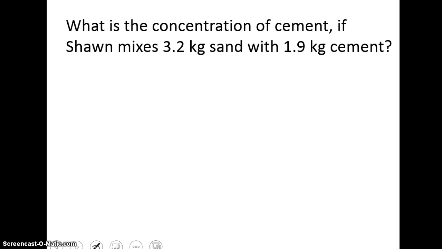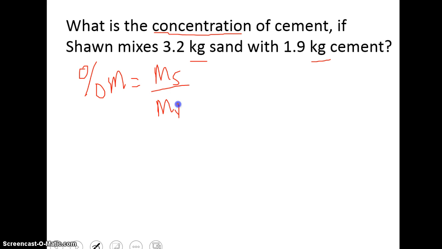So we're going to do two example problems. The first example problem is what is the concentration of cement if Sean mixes 3.2 kilograms sand with 1.9 kilograms cement? Now remember, you always have to show the equation. So if you're looking for concentration, that means you're looking for percent. So since you are working with kilograms, you're going to do the percent M. So percent M equals your Ms over your Mt times 100%.